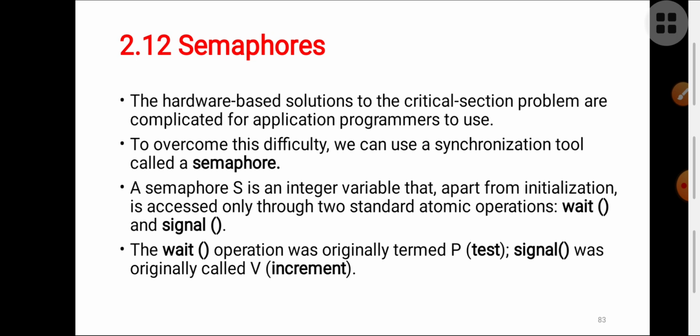A semaphore is an integer variable that, apart from initialization, is accessed only through two standard atomic operations, wait and signal. Here wait is nothing but test and signal is nothing but increment. The wait operation was originally denoted P, after a scientist whose name starts with P, and signal was originally called V, after a scientist whose name starts with V. Its actual meaning is increment.